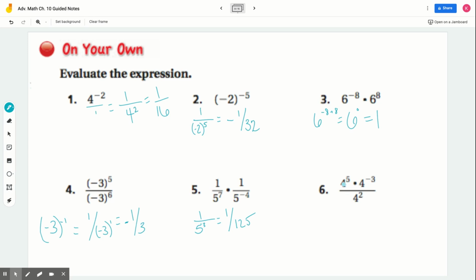With this last one here, again, we add the exponents. 4 and negative 3 is 2. So we have 4 squared over 4 squared. 2 take away 2 is 0. So that is 4 to the 0 power, which we know is 1. You could have also said that 4 squared is 16, so 16 divided by 16 is also 1. So we're proving that this is the case.